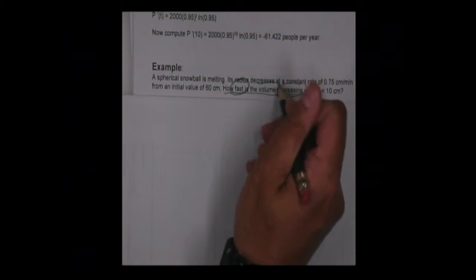And so that's the part of the problem I am looking for. And connected to that is this thing called the volume. And I know I have a spherical snowball. And so that information right there tells me that what I'm working with is the volume formula. And so I need to know something about the volume of a sphere.